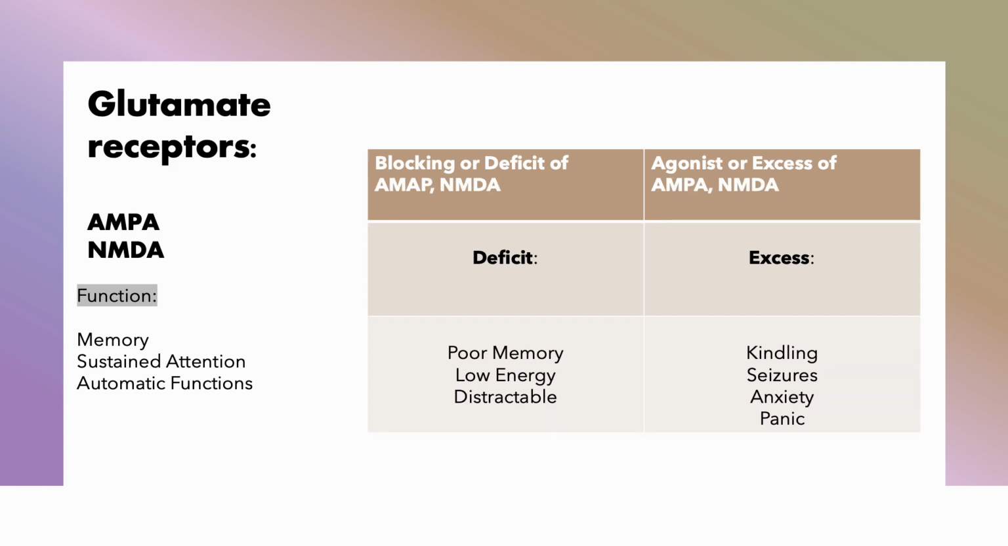Glutamate receptors are AMPA and NMDA. The function is memory, sustained attention, and automatic functions. Deficit of glutamate receptors results in poor memory, low energy, and distractibility, and excess of glutamate receptors results in kindling, seizures, anxiety, and panic.